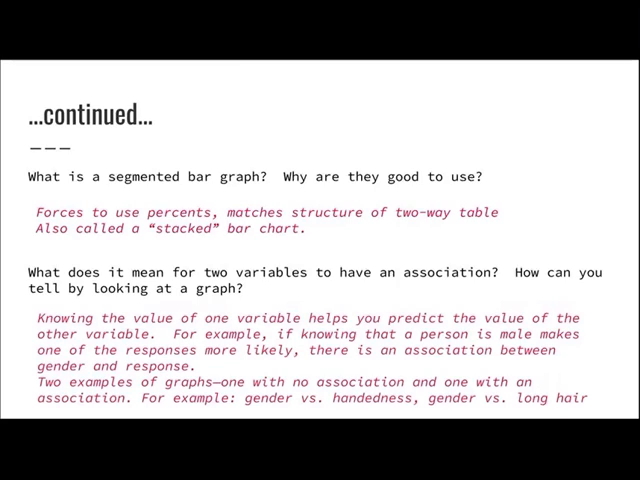Two examples of these types of graphs. So one with no association and one with an association. So we have gender versus handedness. So like, do females, are they right-handed or left-handed? Or males, are they right-handed or left-handed? There's not much association with that. Where gender versus long hair, you could say during a certain time period, it's more common for females to have longer hair. So there would be an association with that.